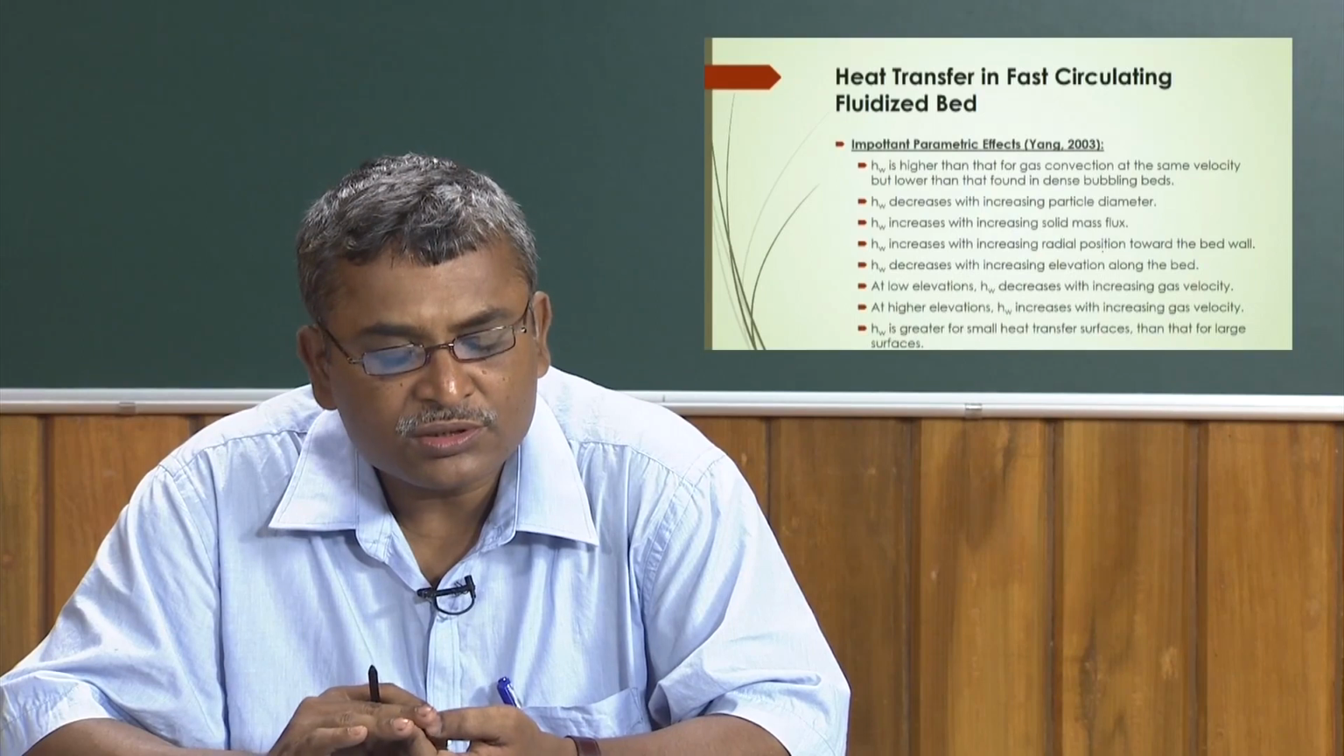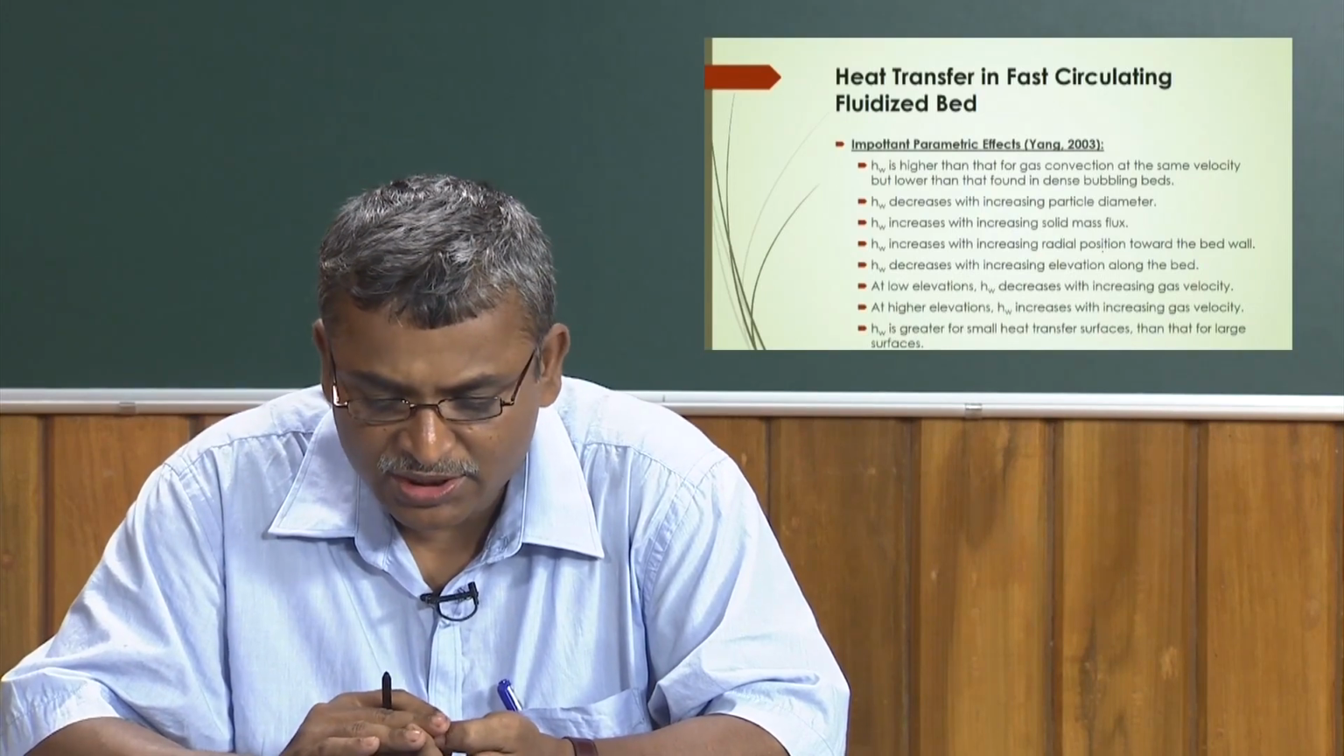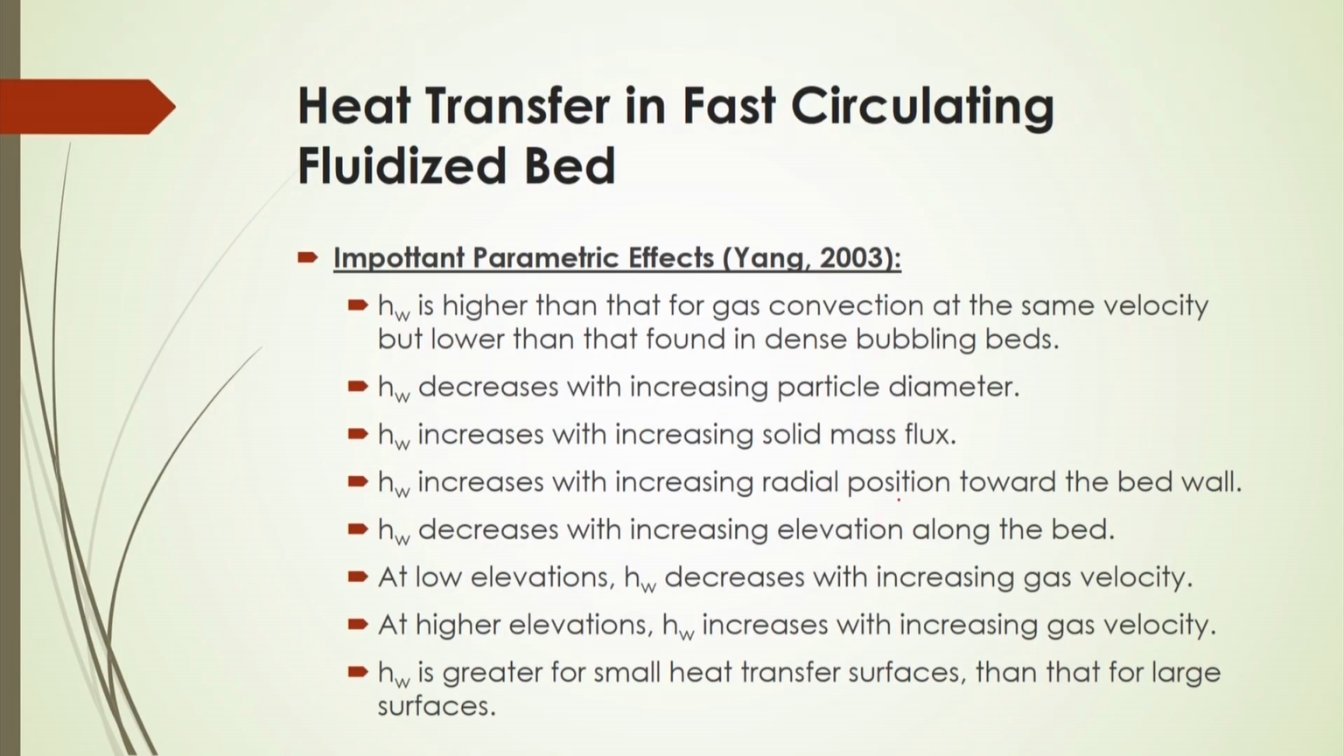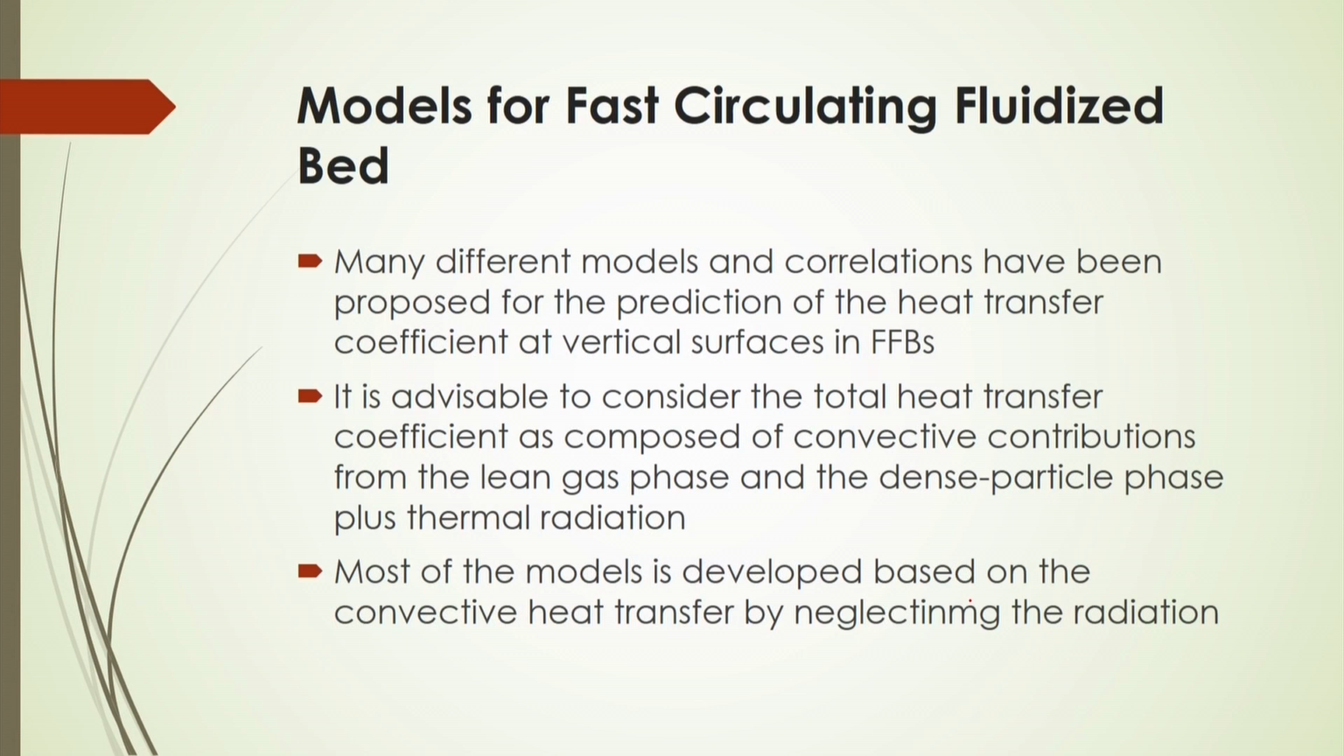At low elevations, the wall heat transfer coefficient decreases with increasing gas velocity, and at higher elevations, it increases with increasing gas velocity. Also, the wall heat transfer coefficient in the fast circulating fluidized bed will be greater for small heat transfer surfaces than for large surfaces. Now, many different models and correlations have been proposed for the prediction of the heat transfer coefficient at vertical surfaces in fast circulating fluidized bed conditions.